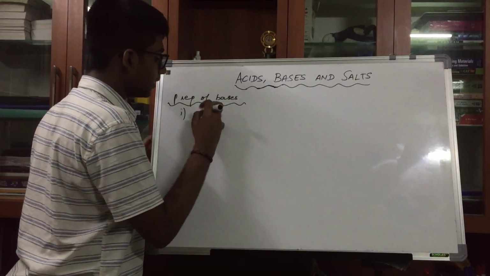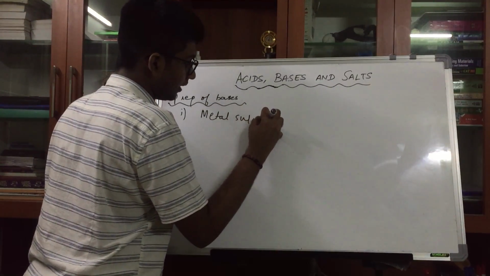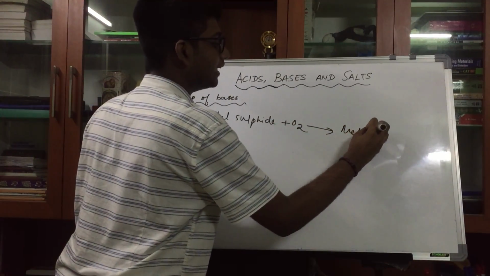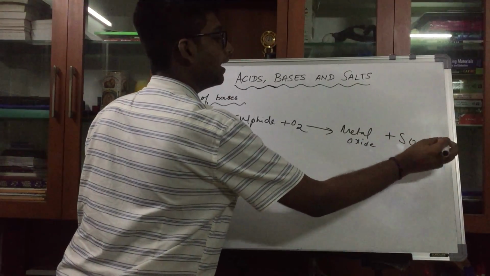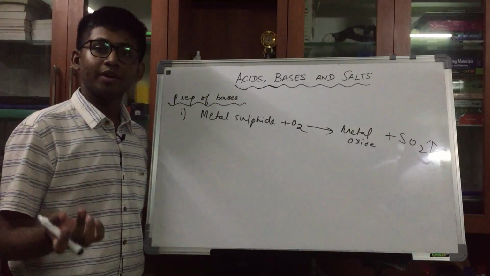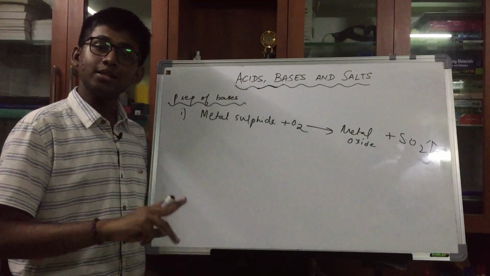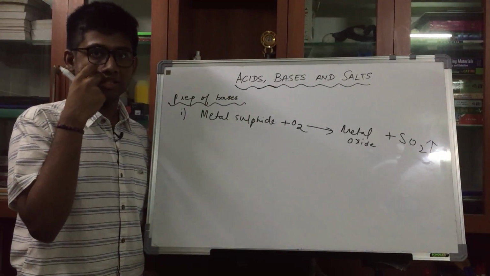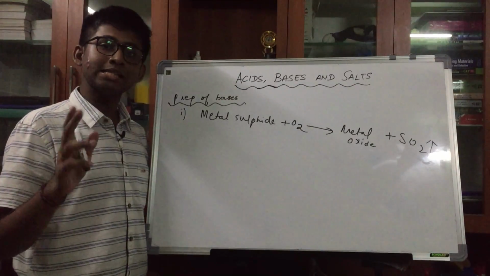Now we'll say metal sulphide, and when you make that react with oxygen, you'll be getting metal oxide, and apart from that you'll be getting SO2. And you know how to find the presence of SO2 as well. SO2 is found when you pass this gas through acidified potassium dichromate. It turns green in color, which means the gas which you have passed through is nothing but sulfur dioxide. So acidified potassium dichromate will indicate the presence of the gas SO2.